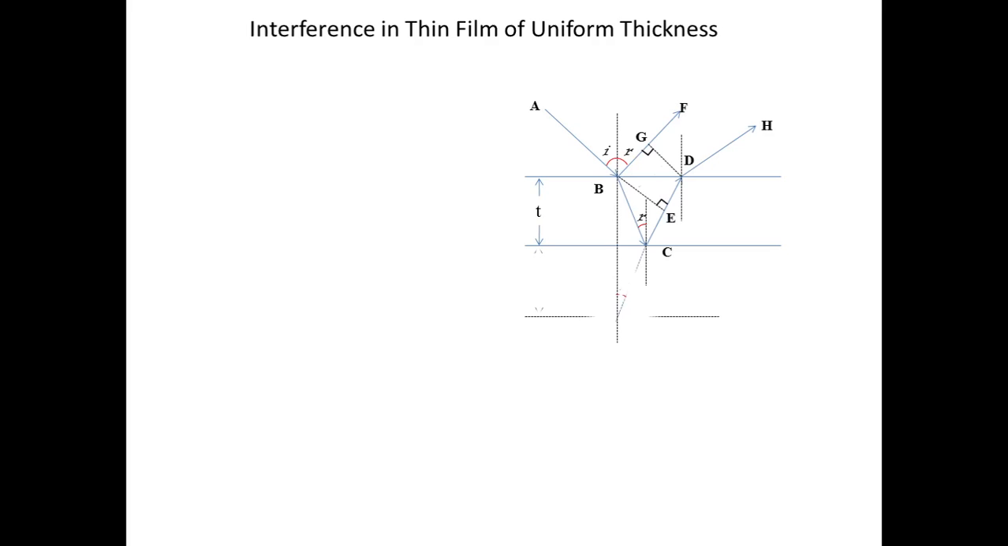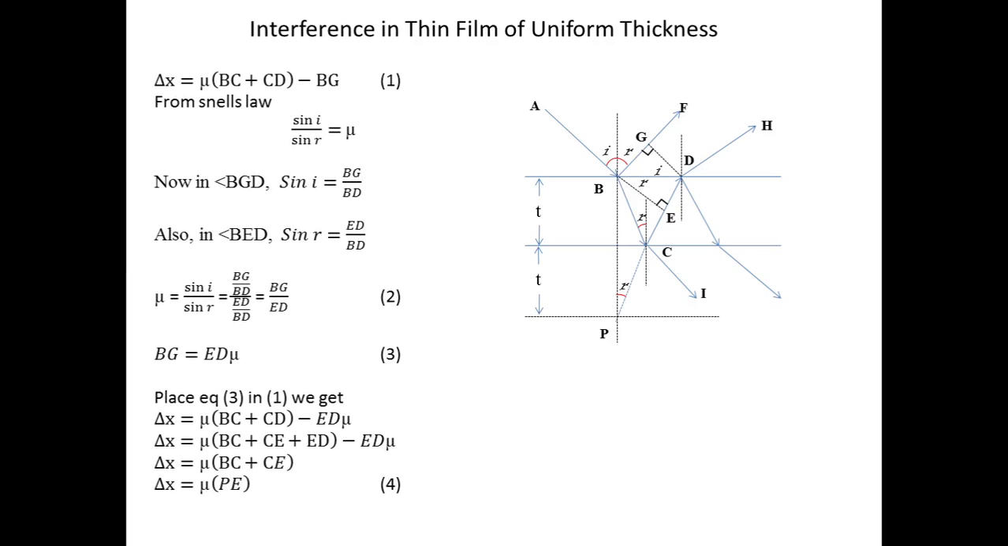Consider a ray of light AB incident on a film, and this ray AB is partially reflected towards BF and partially refracted towards BC at point B. The ray BC is again partially reflected towards CD and partially refracted toward CI at point C. Similarly, the ray CD is partially refracted towards DH at point D, and this way we will get multiple rays on the upper and lower side of the film which are reflected and transmitted or refracted.